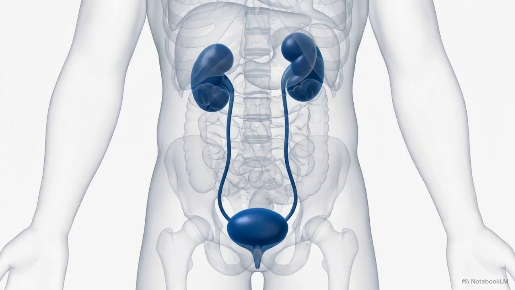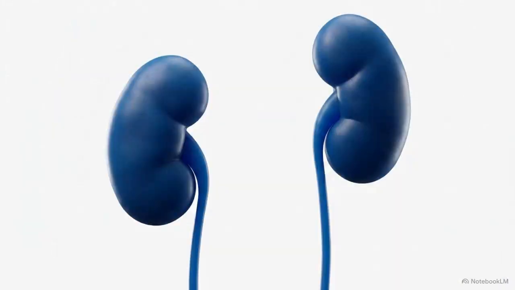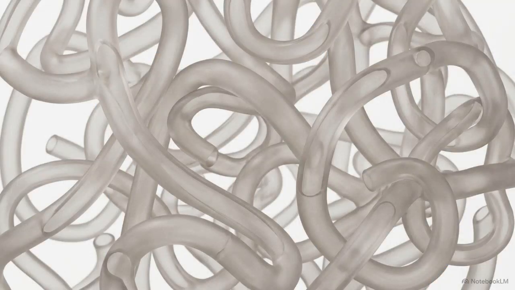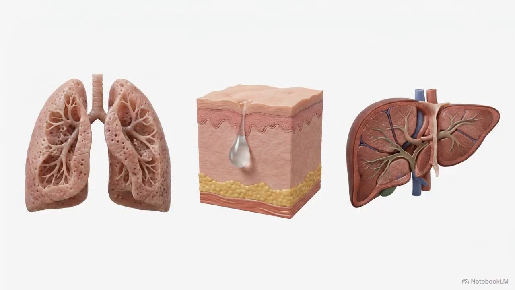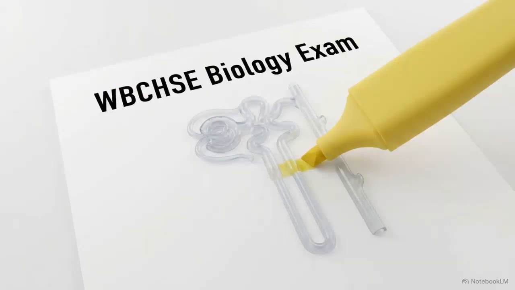Excretory System. We are going to map the macroscopic plumbing of this system, zoom down into the micromachinery of the nephron, analyze the three-step process of urine formation, and detail the accessory organs that support it. For the WBCHSE exams, pay close attention to the structural breakdown of the nephron. It is the most heavily tested concept in this module.